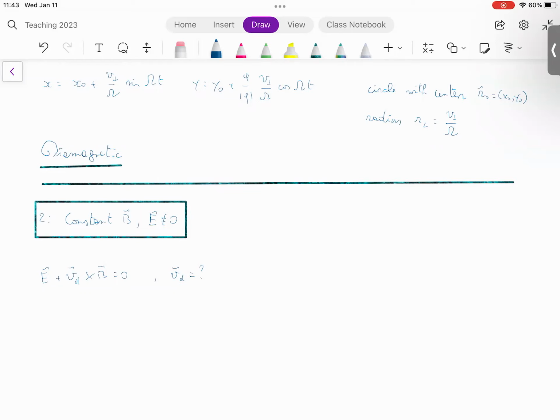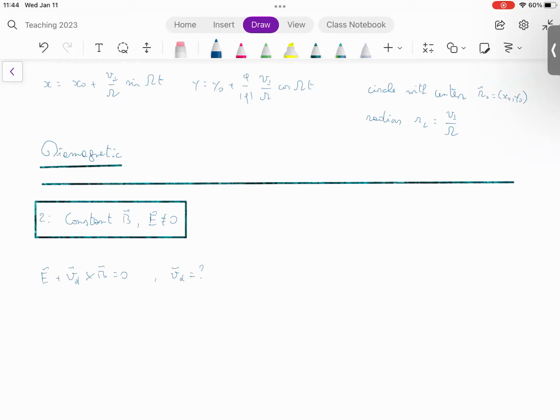Okay, why would I want to do that? Well, if I can do that, then I will say that I want that velocity to be a constant, since both E and B are constant. If this equation has a solution, not surprisingly, the solution should be a constant.